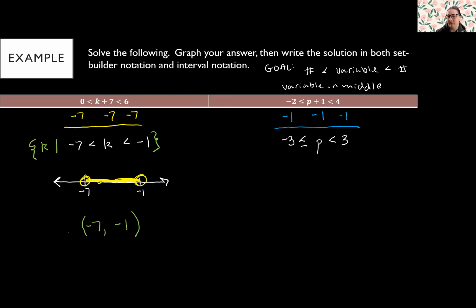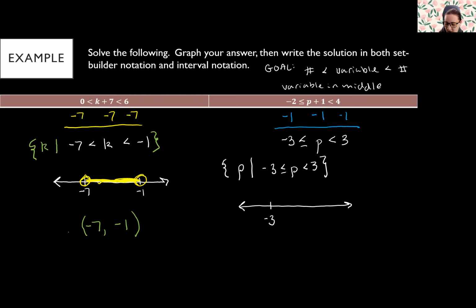So the easiest thing to do is just to go straight to set builder notation. So you have your curly brace, your variable P, your vertical bar, and then you write your solution that you got. And then you close it with your curly brace. So that is your set builder notation. To do interval notation, I always graph it first, and we're asked to graph this anyway. So I'm going to draw my number line.